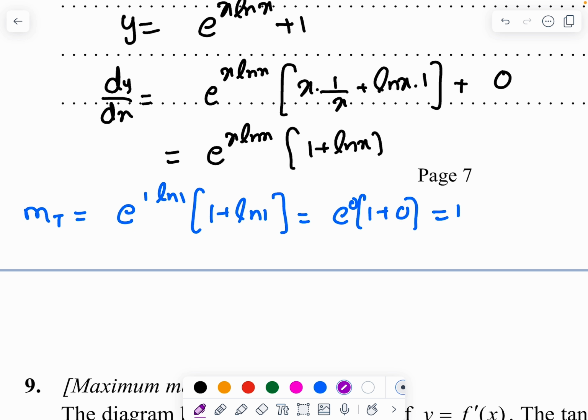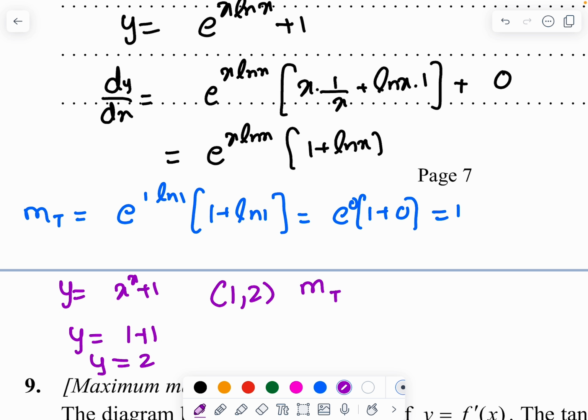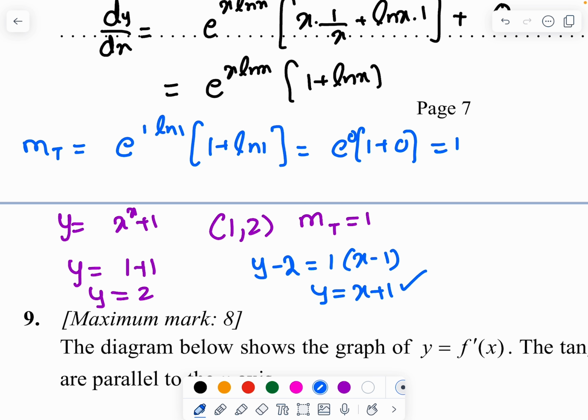Now we need to know the point also. y equals x power x plus 1, so y equals 1 plus 1, so y equals 2. The point is 1 comma 2, and the slope of the tangent is 1. So what's going to be the equation? y minus y1 equals m times x minus x1. So y equals x plus 1 is going to be the equation of the tangent.